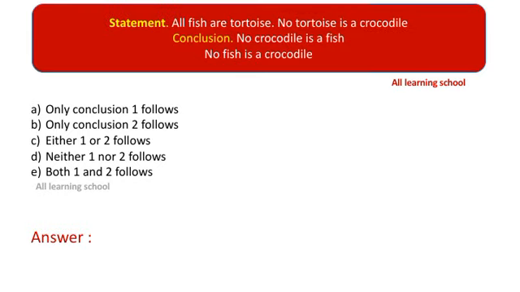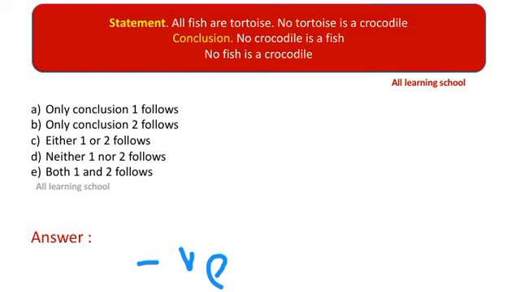All fishes are tortoise. Now tortoise is crocodile. First statement is positive, second statement is negative. Its conclusion could be negative. Now look, both the conclusions are negative, so both conclusions are possible according to the first rule. Now look at the second rule. According to the second rule, we have to merge these statements.